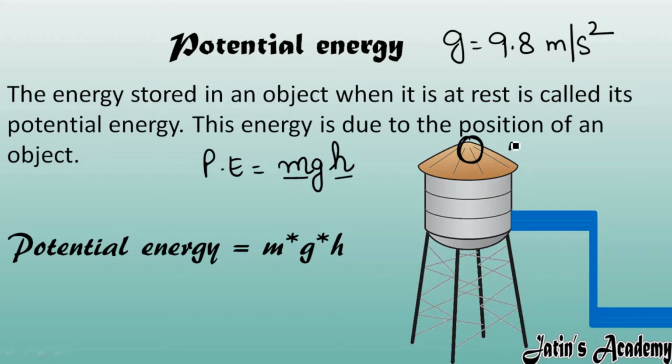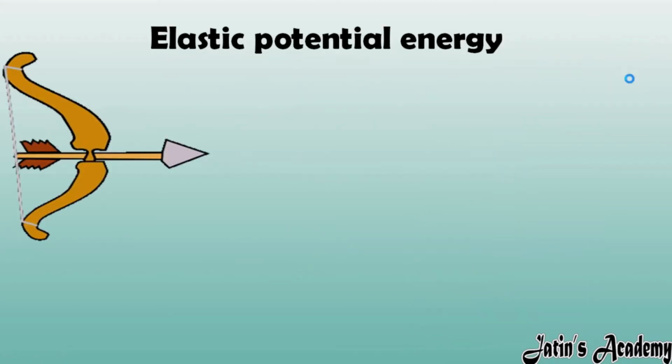Afterward we will check the height from the ground, how much height there is from the ground, and that height we will put here. And this g value, acceleration due to gravity, is sometimes given as 10 meter per second square also. So don't get confused. You can put 9.8 meter per second square, or you can put 10 meter per second square, no problem. Okay.